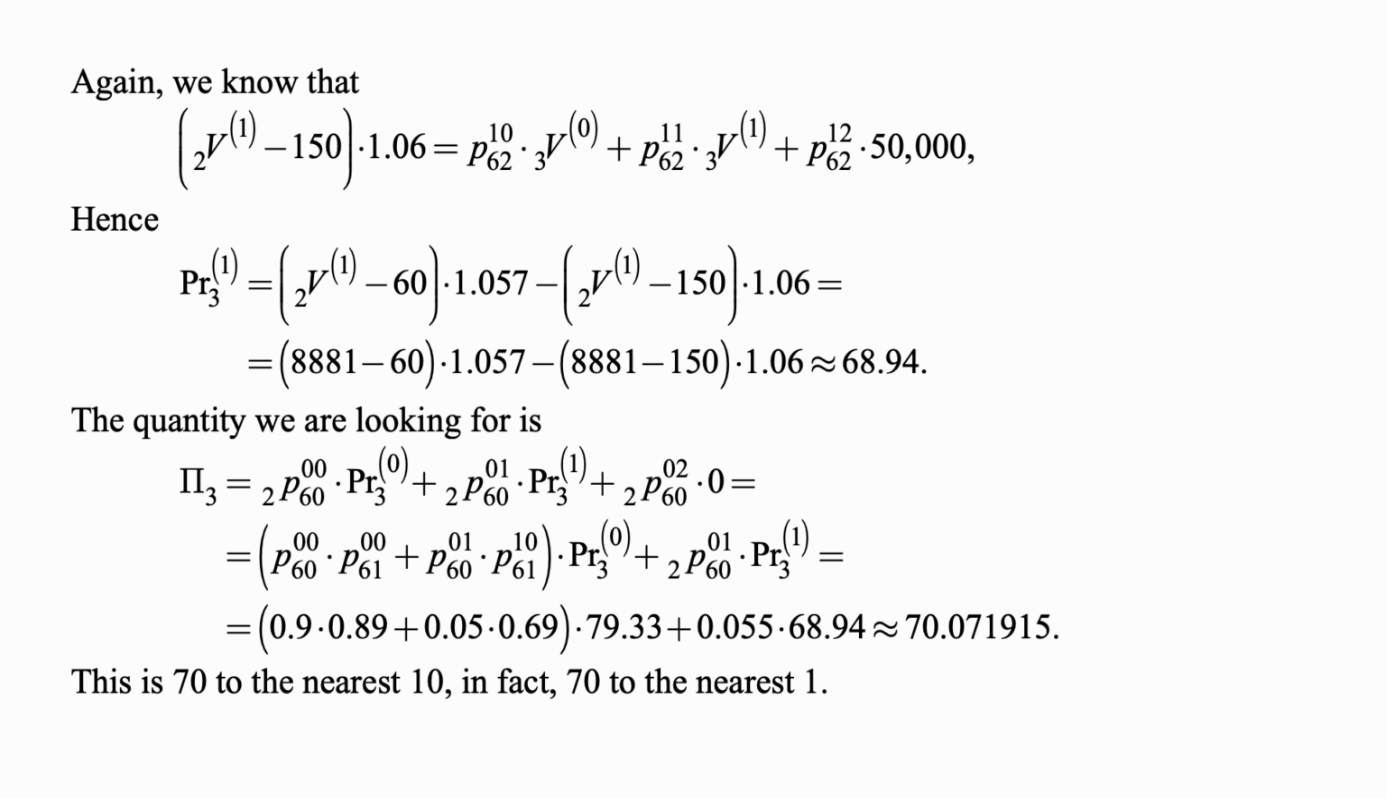So 2P6000 becomes P6000 times P6100 plus P6001 times P6110, because the person who stays in state 0 either does it by staying there both years or by first transitioning to state 1 and then transitioning back to state 0. Of course, you can't transition to state 2 because once you get there, you stay there. And that's multiplied by the profit in a case of being in state 0, or state of being healthy, plus this probability 2P6001, which we actually calculated before as 0.055, times the profit in case of being in state 1. And now all of these values are known, so we just plug them in, do the calculation, and we get 70.071915. This is 70 to the nearest 10, in fact 70 to the nearest 1.